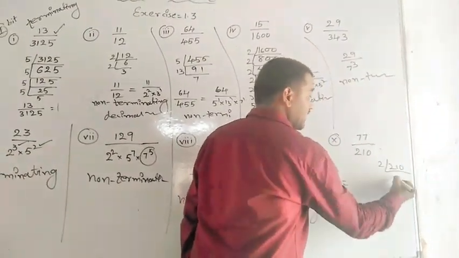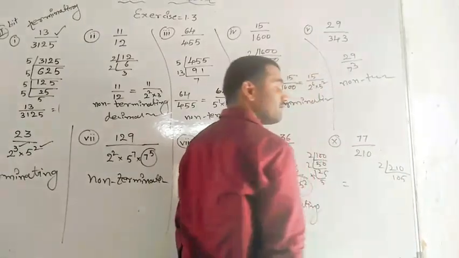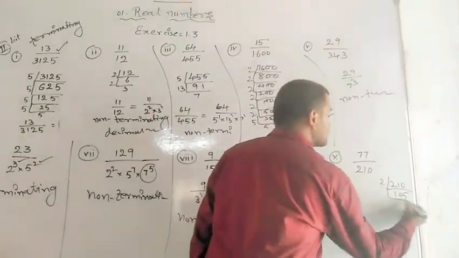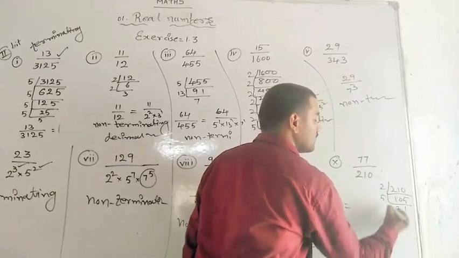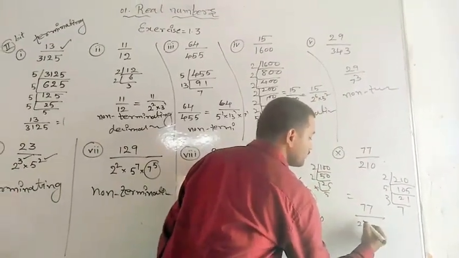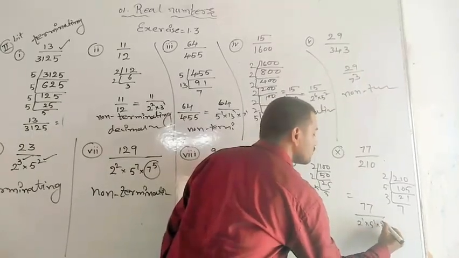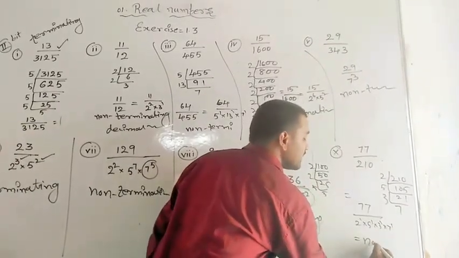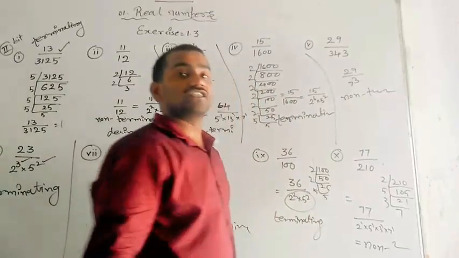Here 210, and take a bracket, 105. So next, 5 into 1 into 3 into 7. That means you have 77 by 2 to the power of 1 into 5 to the power of 1 into 3 to the power of 1 into 7 to the power of 1. It is a non-terminating decimal number.